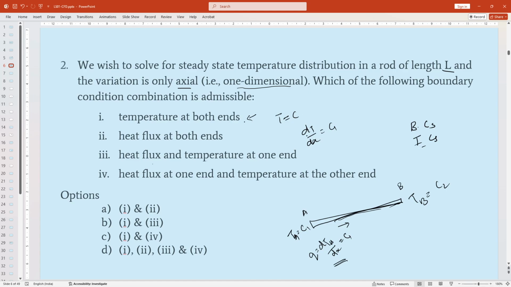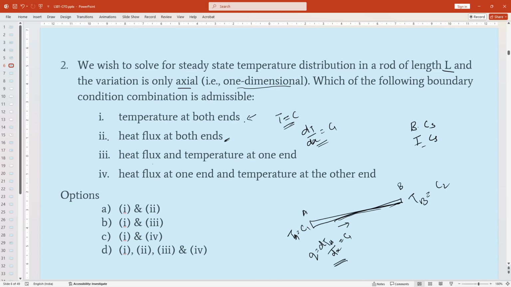So these are two types of boundary conditions. This is reasonable, because suppose we know the constant temperature at both ends, then some distribution will happen in between, so we will be able to calculate the temperature distribution. And next one, heat flux at both ends. If at both ends we give only heat flux, that is how our variable varies, then we can't solve the problem.